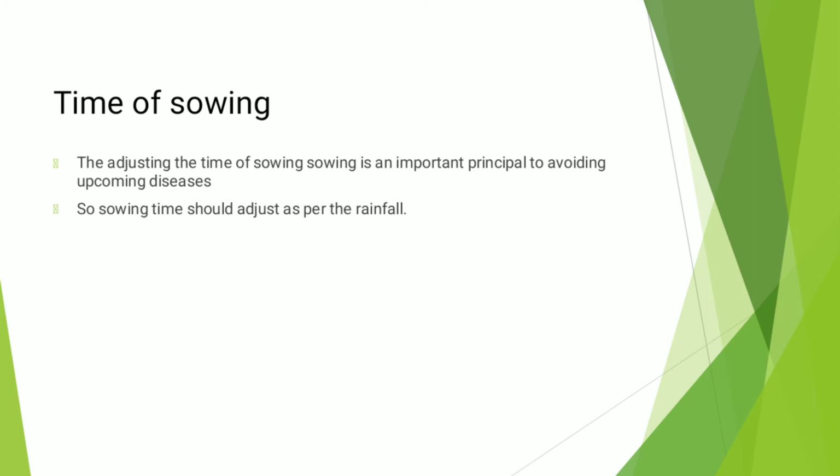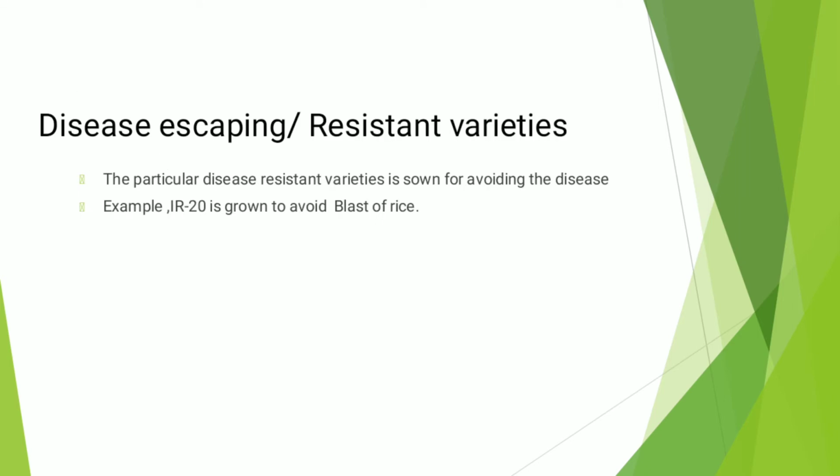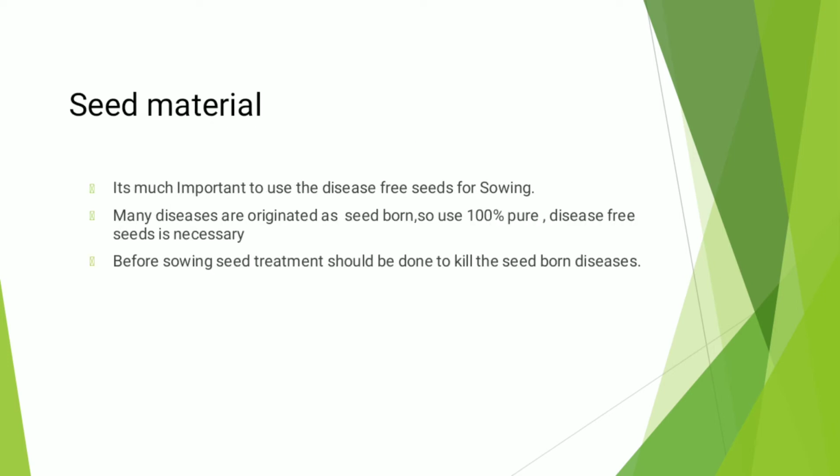Time of sowing: adjusting the time of sowing is an important principle to avoid upcoming diseases. So sowing time should be adjusted as per the rainfall. Then the next one is disease escaping or resistant varieties. Disease resistant varieties are used for avoiding the disease. Example, IR20 is grown to avoid blast of rice.